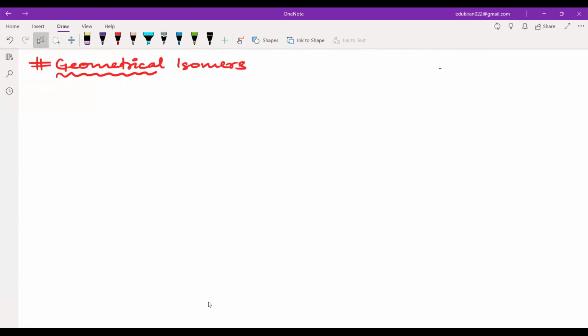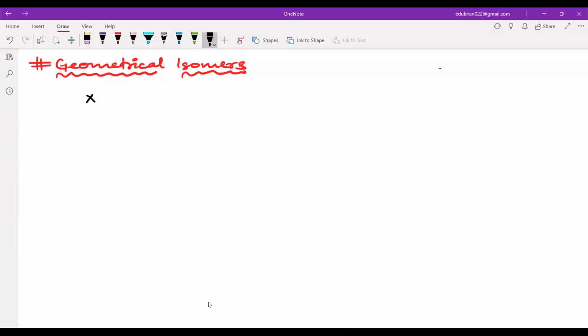Geometrical isomers. Okay. Now, in geometrical isomers, what we will be having, for example, groups. Geometrical isomers. How should I define geometrical isomers?